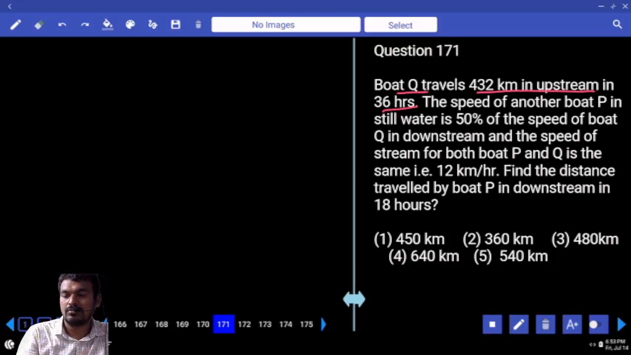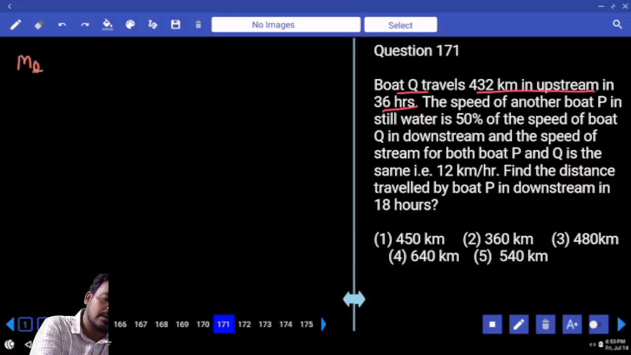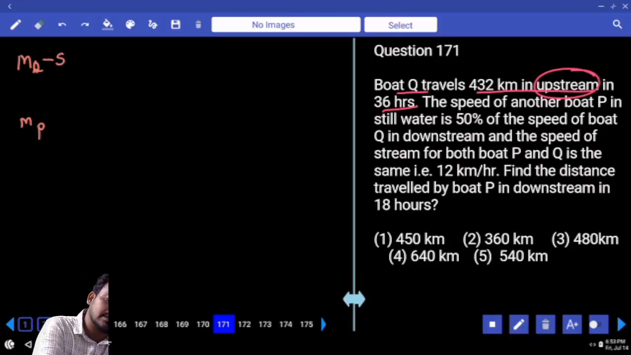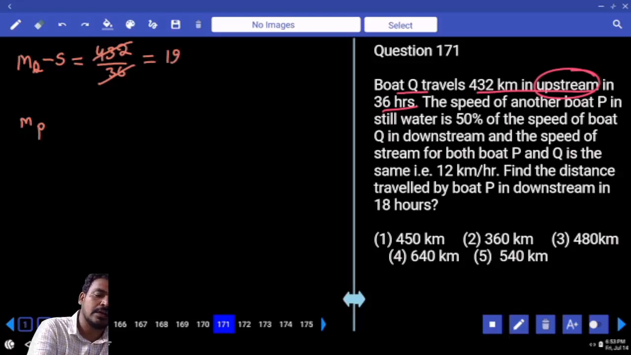36 hours. Here two different boats are there. One will be MQ, another one is MP. Boat Q, is it upstream or downstream? Upstream. Means MQ minus S equals the distance covered, 432 in how many hours? 36 hours. 432 divided by 36 is how many times? 12 times. MQ minus S equals how much?